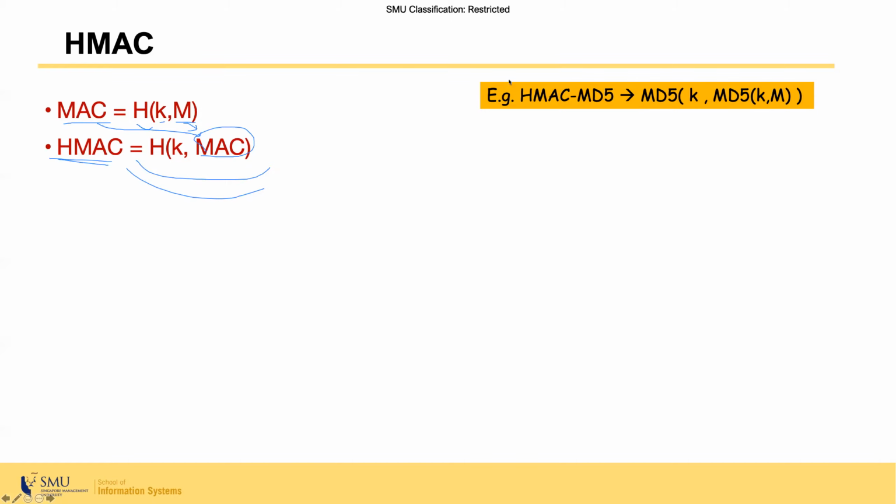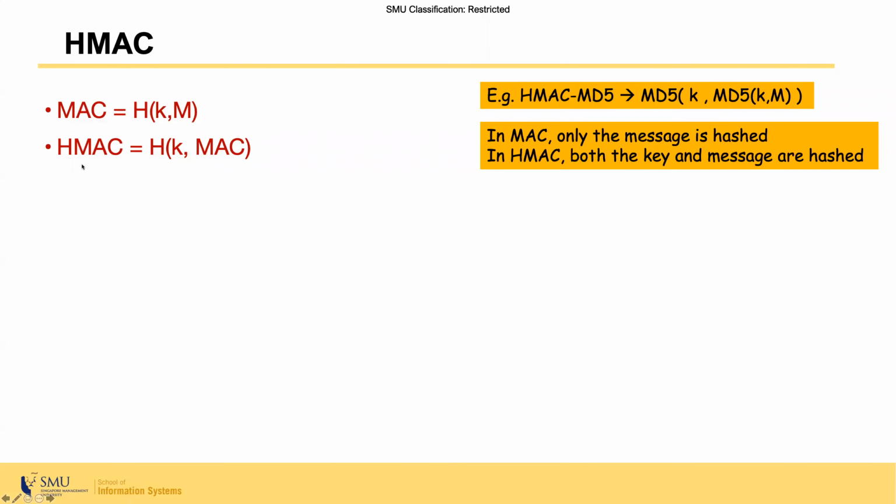So essentially, what is happening here is in the HMAC, both the key and the message are hashed. In the MAC, if you look at it, only the message is being hashed by using a key K, and then this MAC value is being used to hash again. And since MAC value encapsulates both the key and the M, the resulting hash value contains the hash of both the key and the message. Essentially, in HMAC, I repeat, both the key and the message are hashed.